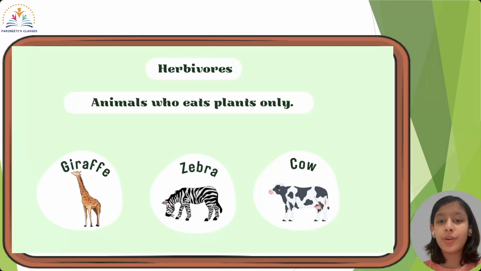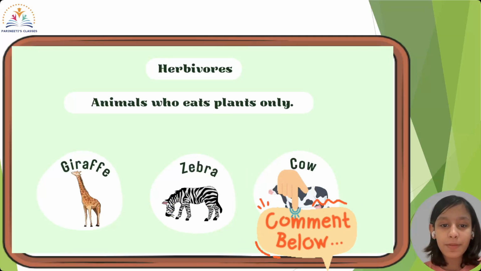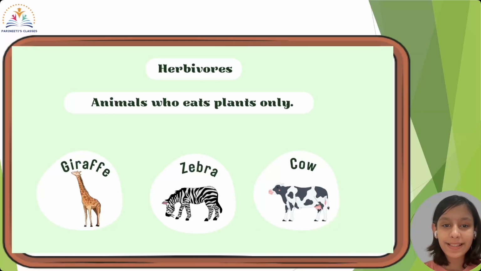Herbivores are those animals who eat plants only. For example, giraffe, zebra, and cows. Let me know in comments how many herbivores are in your surroundings.